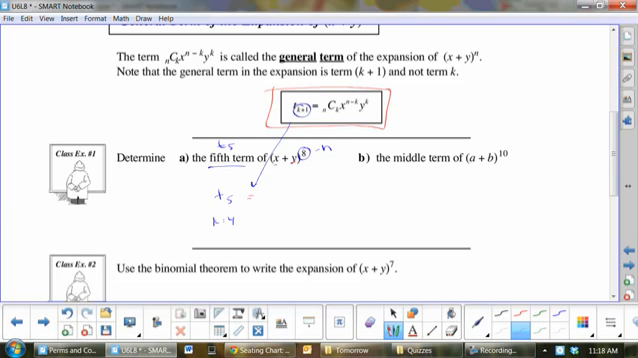So all you're going to do is T5 equals 8C, k is 4, x to the 8 minus 4, y to the 4. Now, 8C4, if you put that into your calculator, is 70. x to the 4, y to the 4. That is the fifth term.